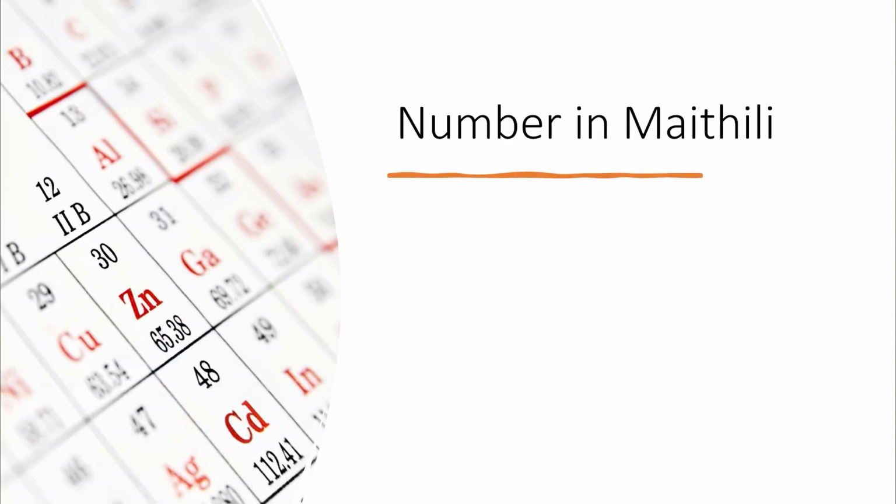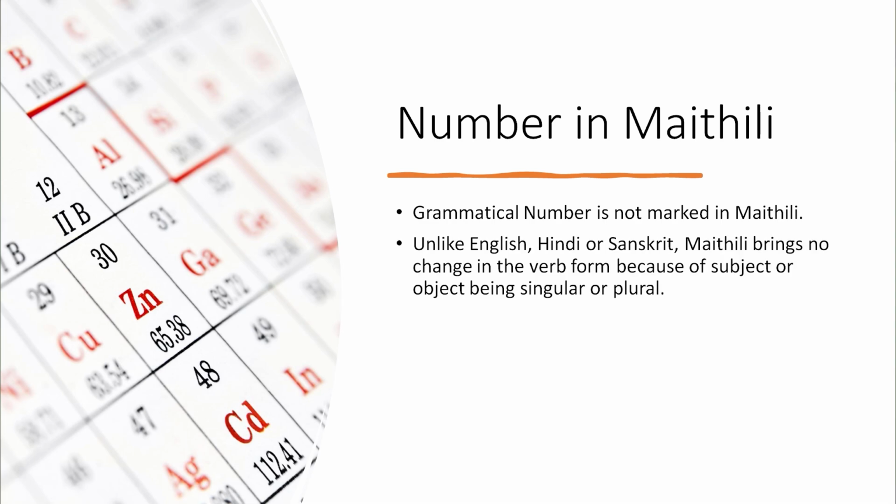Let us go to now number in Maithili. Grammatical number is not marked in Maithili. So, in English, if you are saying he, that is singular, so you are going to say he goes. When you are saying they, then you have to say they go, you cannot say they goes. But in Maithili, that is not the case, it is the same. So, unlike in English, Hindi or Sanskrit, Maithili brings no change in the verb form because of subject or object being singular or plural.